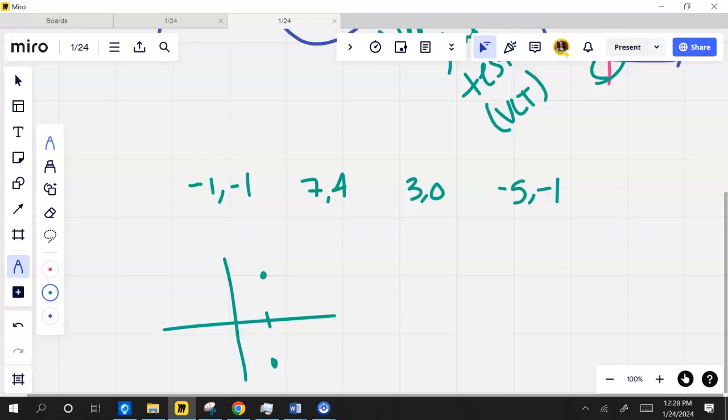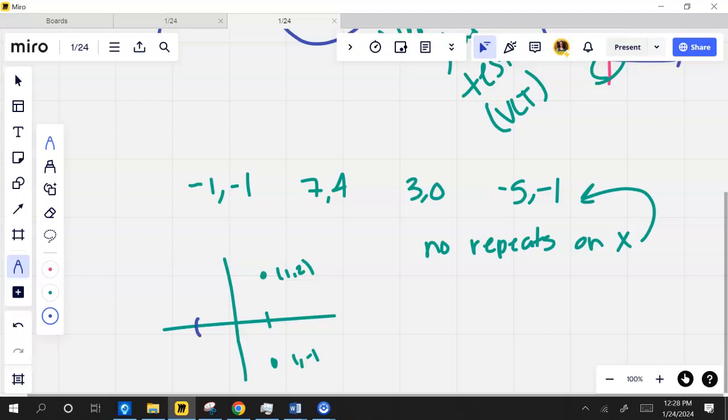So let's think about what this point would look like. This point would be like 1, 2. This point would be like 1, -1. So you can't have repeating X. No repeats on X, but you can repeat Y, because that's just going to put it over. Okay, this point could be -1, 2.